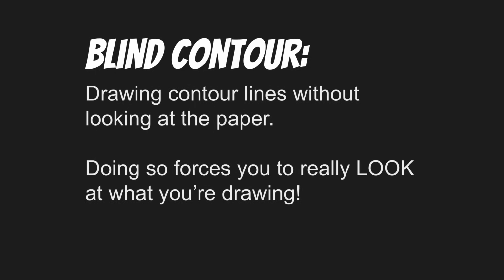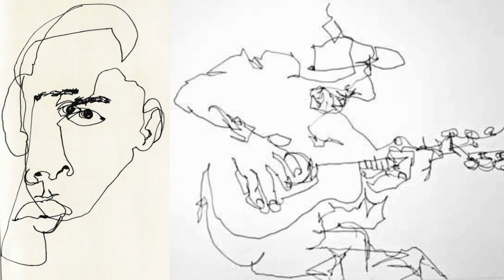And blind contour would be drawing contour lines without looking at the paper. So when we do that, it forces us to really look at the subject that we are drawing. So we stare intently into the soul of whatever it is we're drawing. Maybe it's a person. It's going to make them really uncomfortable because your eyes never leave them when you're drawing them. And what's really fun about blind contour is they usually turn out looking pretty goofy. So as you can see here, things are not usually in the right place, but that's what makes them really fun to look at.